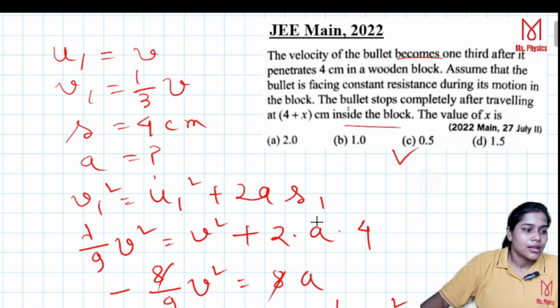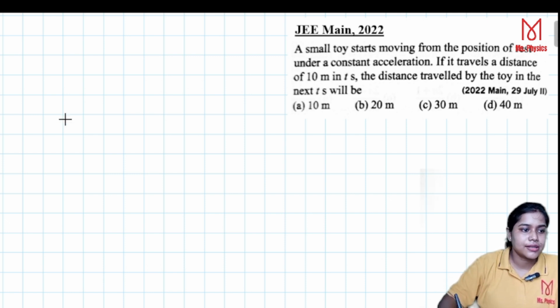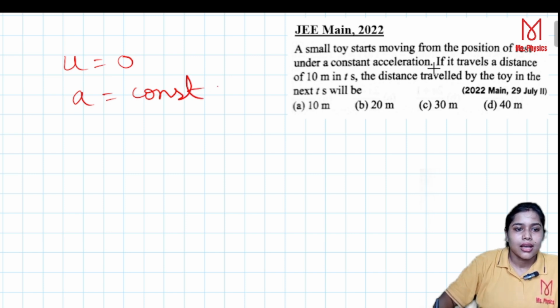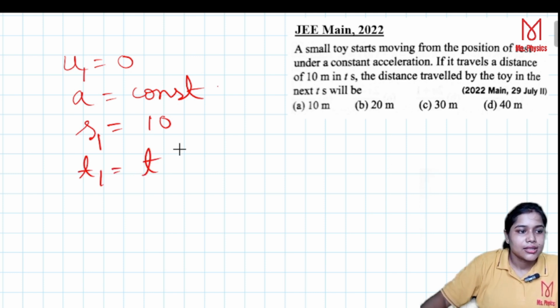Okay. Now let's go to the next problem, that is a small toy starts moving from the position of rest. That means u is equal to 0 under a constant acceleration, therefore a is equal to constant. If it travels a distance of 10 centimeter in t second, that means s is equal to 10. Okay, if I consider it as case 1, that means it is u1, this is your s1, and t1 is equal to t.